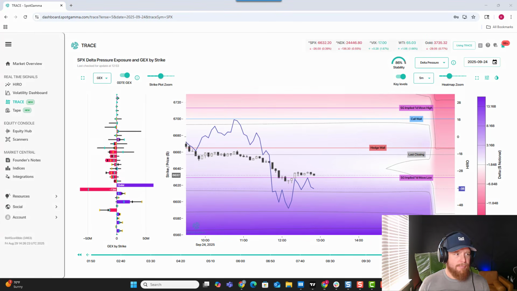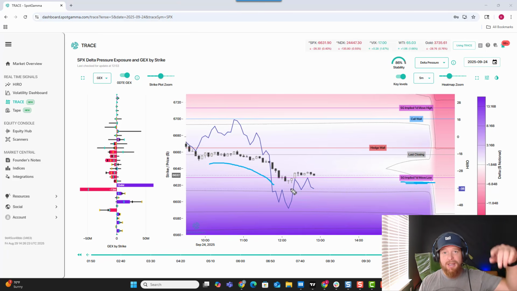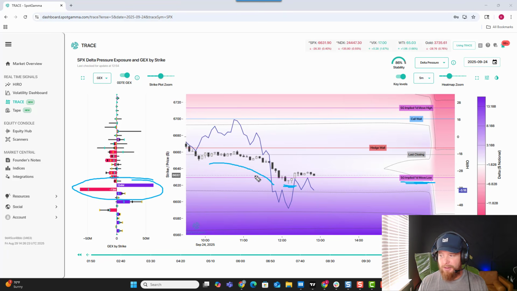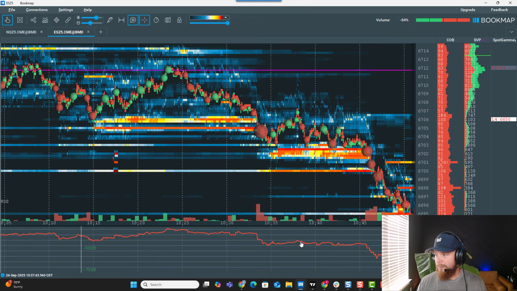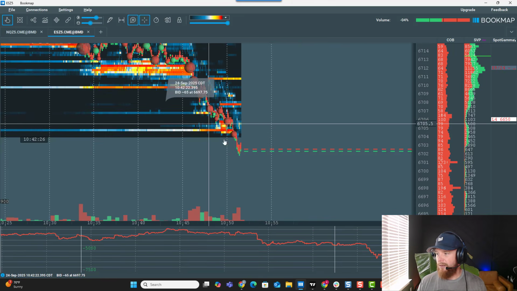Well, for one, with this data, you see how we came all the way down outside of the Spotgamma implied one-day move. I don't know how many times I've seen a dip below it or go outside it to the upside and then come right back in. So first off, it was all the way down here. I extended, coming down to also these gamma levels. And then on top of that, we look at BookMap. This is where it gets really interesting.